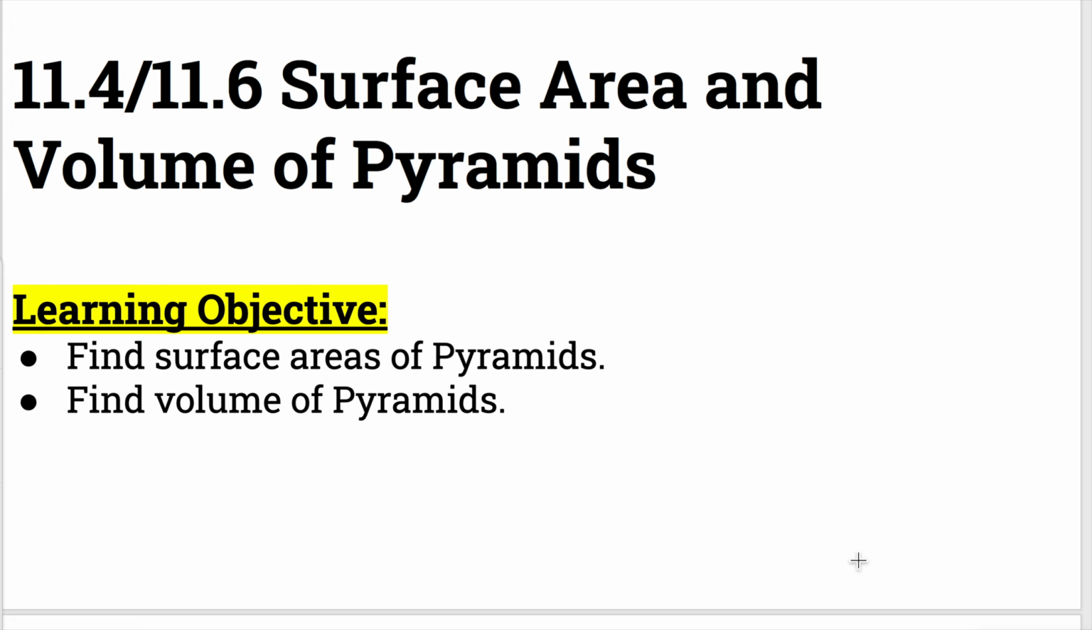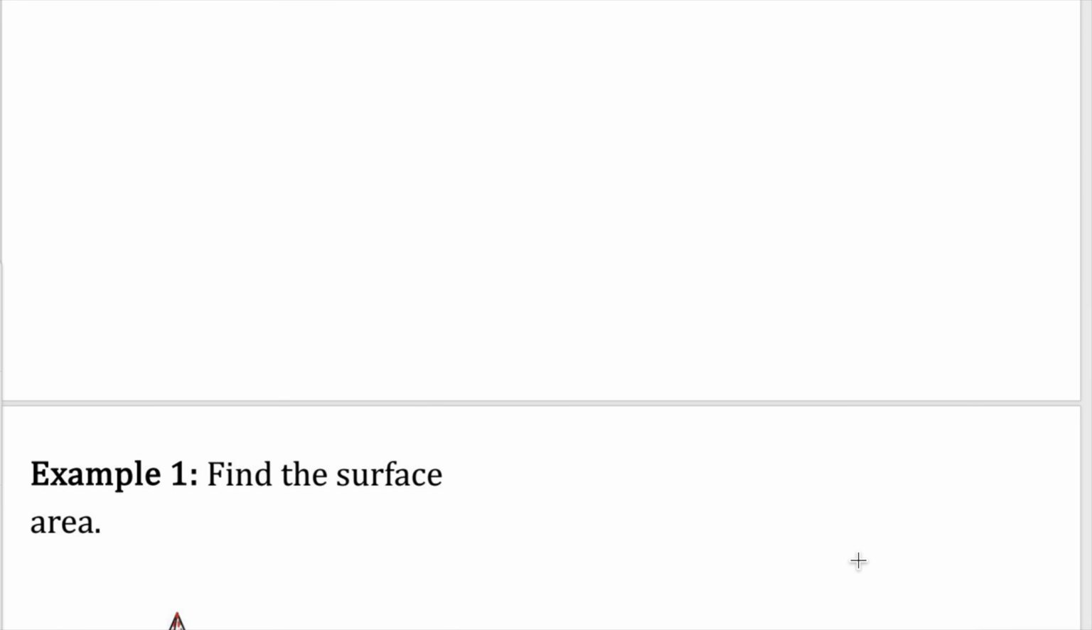Today we're going to look at our lesson 11.4 and 11.6, which is covering the surface area portion of pyramids and also the volume of pyramids. So let's go ahead and get started.